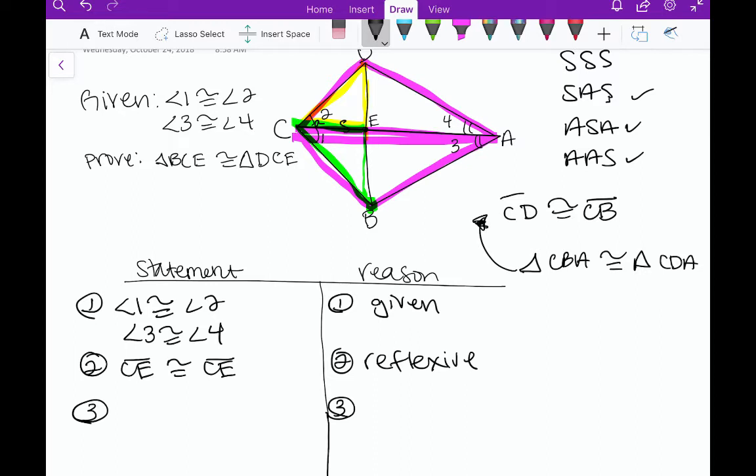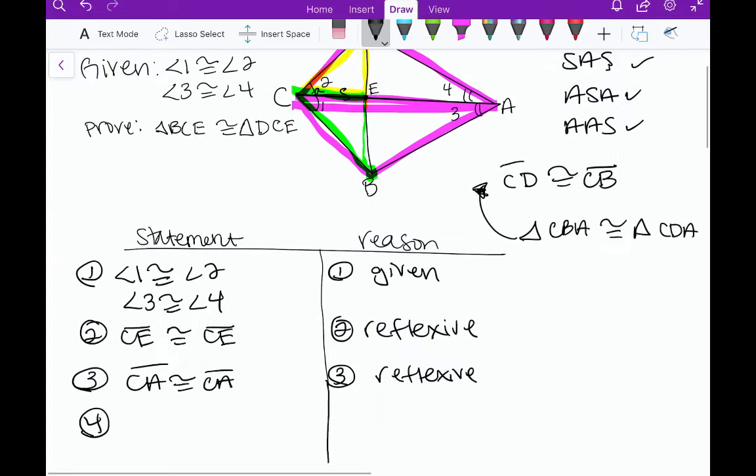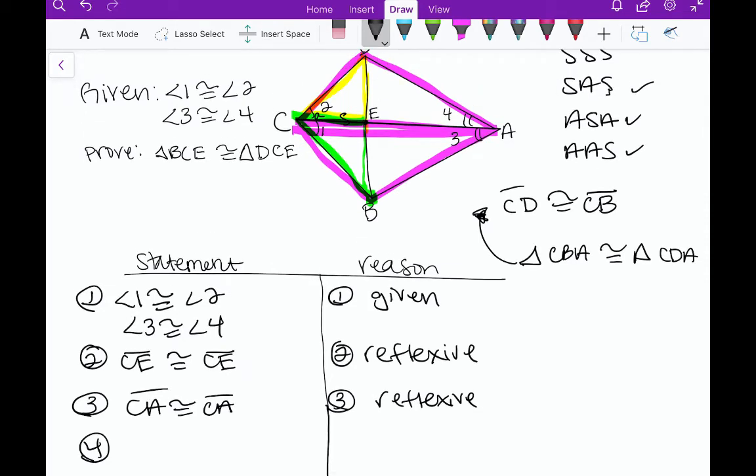So for CBA, I already know that 1 is congruent to 2 and 3 is congruent to 4. So I have an angle. I also know that CA is congruent to CA, so that's a side and that's reflexive. So I have an angle and I have a side. I need another angle, or another side actually.